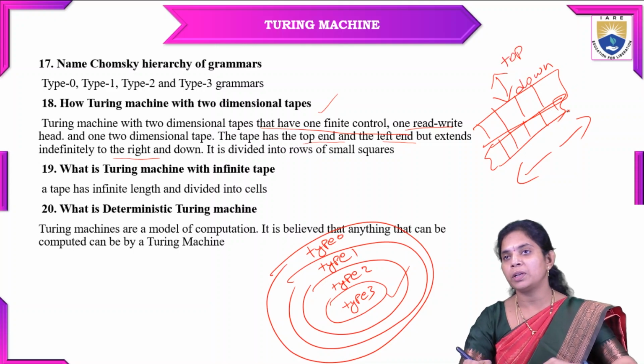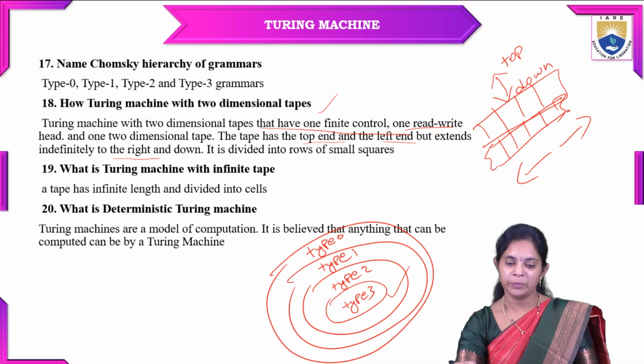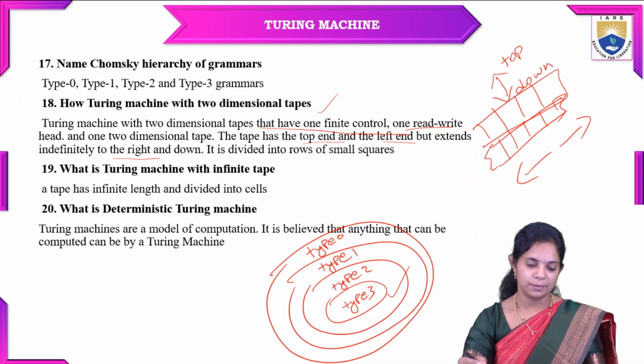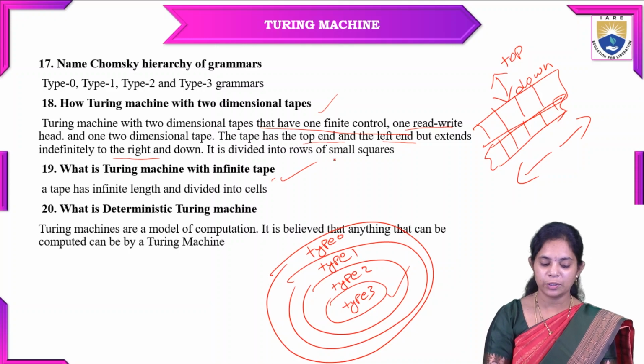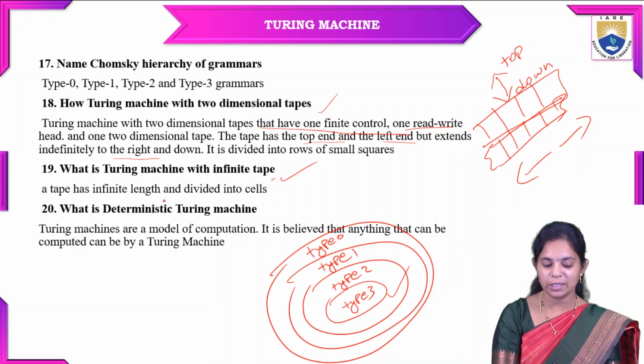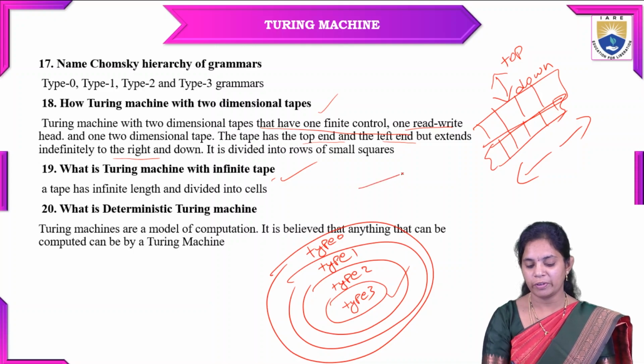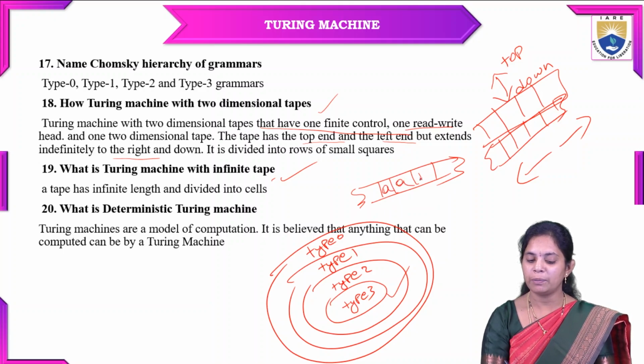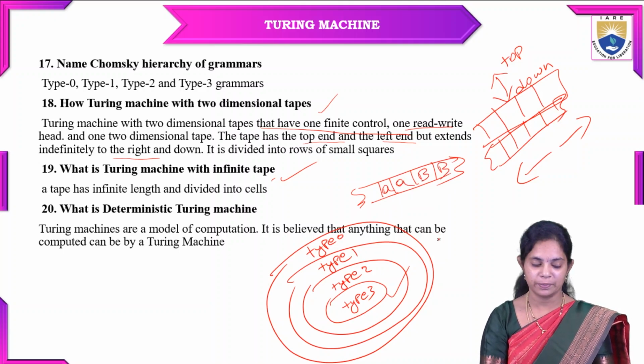So the four operations are going to be performed on the two-dimensional tapes. And the Turing machine with the infinite tape: a tape has an infinite length and is divided into cells. Whenever the input is there, we fill it in, and all the remaining cells are blank symbols.